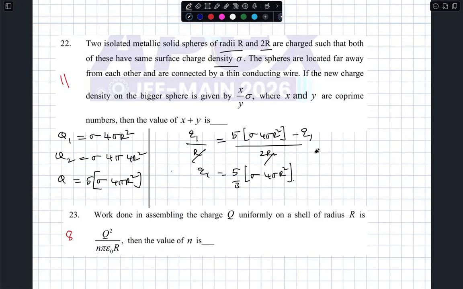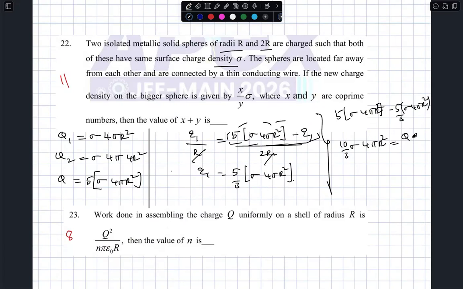What they want is the charge on the bigger one. So you want the other part of the charge, right? Good. So you want this charge actually. So 5 times sigma 4 pi r square minus 5 by 3 sigma 4 pi r square. And remember, this is 15 minus 5, 10 by 3 times sigma 4 pi r square. That is the charge on the bigger one.